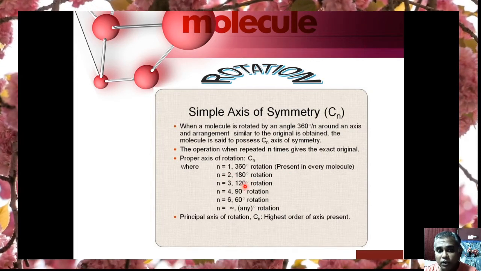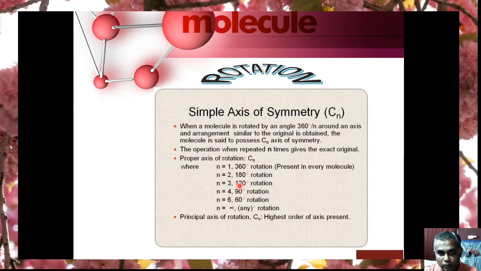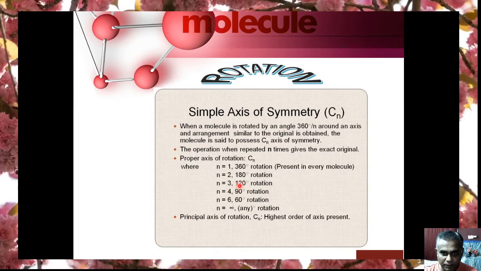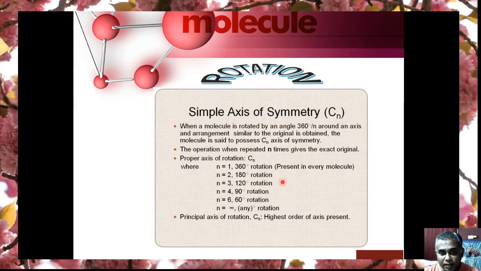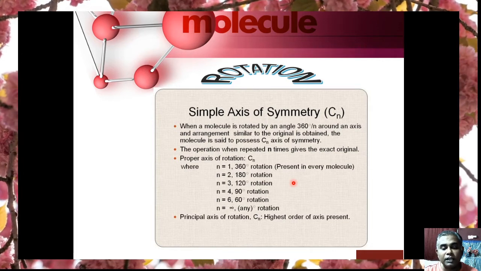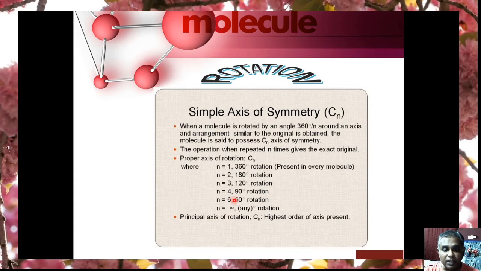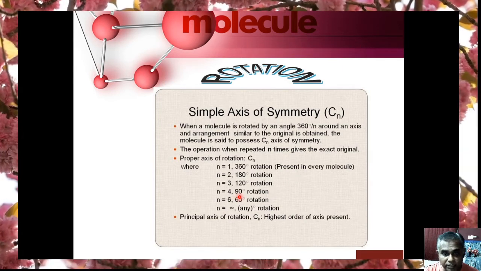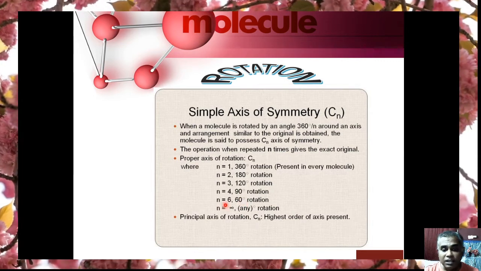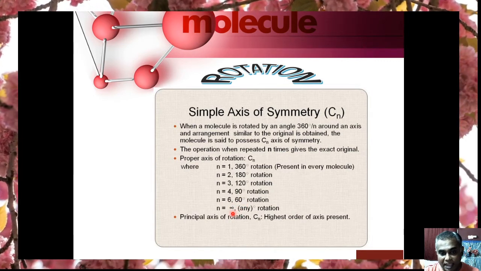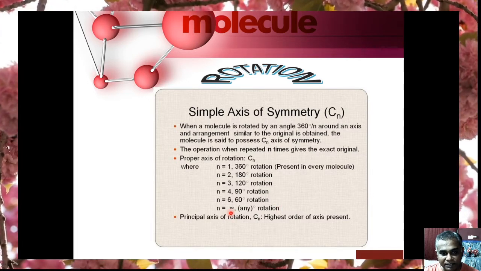If you perform a 120 degree rotation, 360 by 120 is equal to 3, or 360 by 3 is equal to 120. So you end up with the same molecule, and you can say that the molecule possesses C3 symmetry. And if you rotate the molecule 90 degrees, you say the molecule has a C4 symmetry, and 60 degrees, C6 symmetry, and for infinity, any degree rotation, the molecule is said to have a C infinity axis.